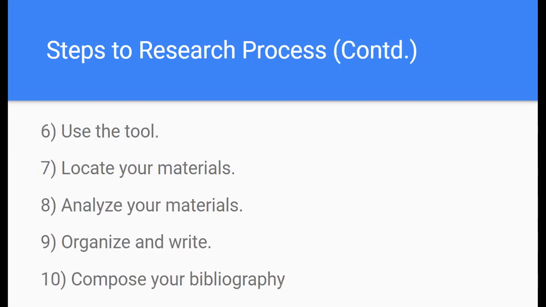So formulate your question. Okay, then the next one is use the tool, locate the materials, then analyze the materials. As you're bringing materials, analyzing them, how effective these materials are, you organize and write. And then when you're done writing, you must always have your bibliography. All those materials and tools you use, you have to acknowledge the source. So it's very important.